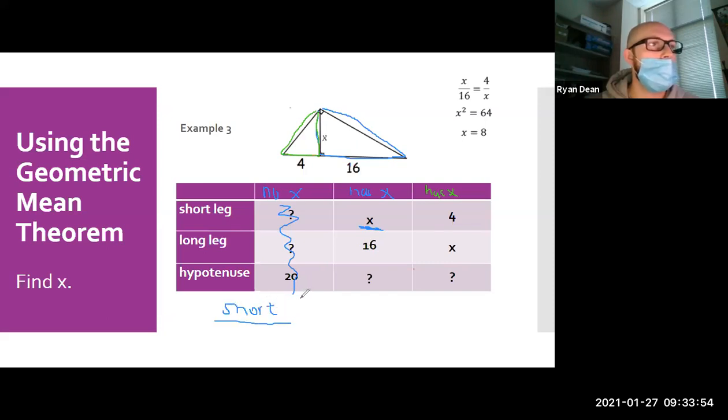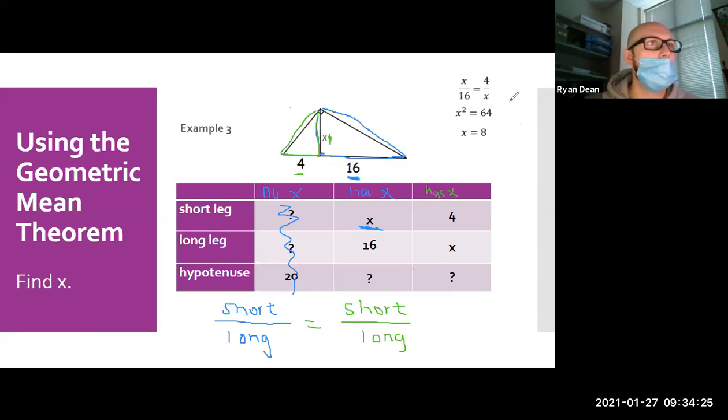Okay, and then on the bottom, I have to use a number. In this case, we have to use the 16, which is the long leg. Now I set this equal to the same thing from the green triangle. So I have to do the short on the top and then the long on the bottom. So the short is going to be the 4, and then on the bottom we have the x.